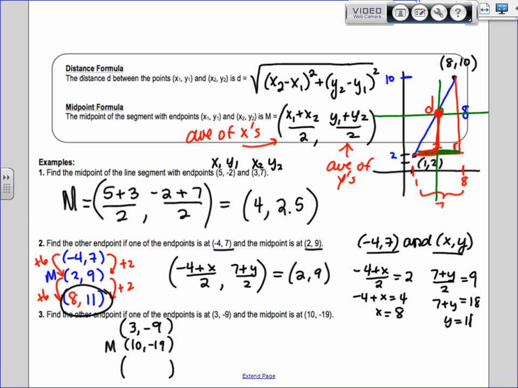So I want to think about how I transition from the x values and then to the y values. So for my x, I add 7, so I get 17. And for the y's, I subtract 10, so I get negative 29. That is your endpoint. Make sense?